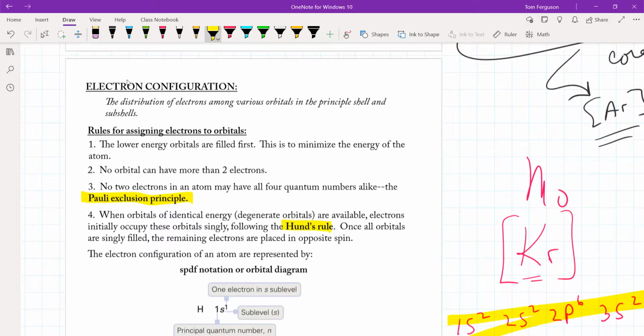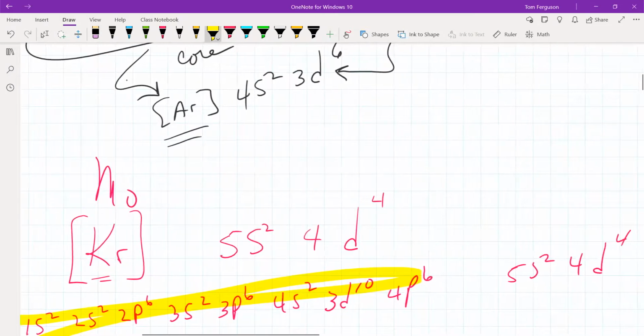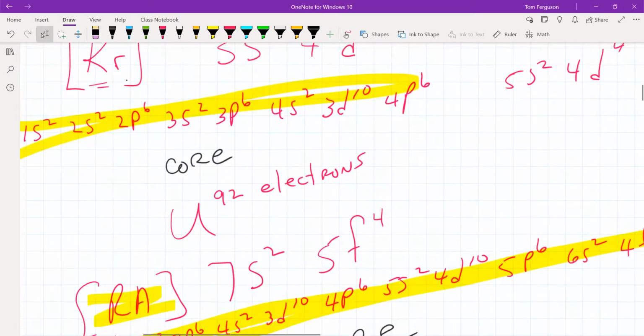Hund's rule is the name of the law we're going to be using to fill each orbital first with 1 electron. It has to do with stability. The Pauli exclusion principle has to do with, let's see, where are we here?